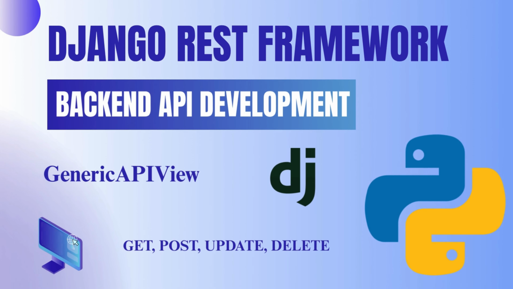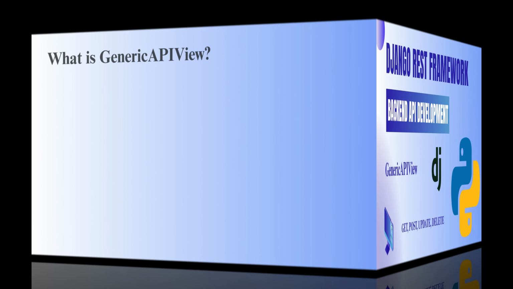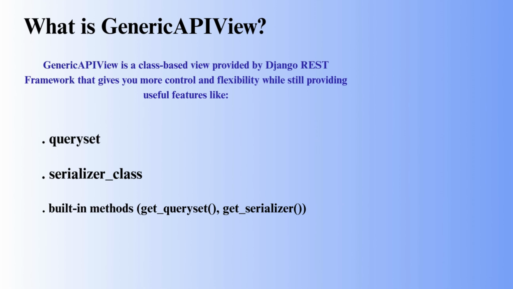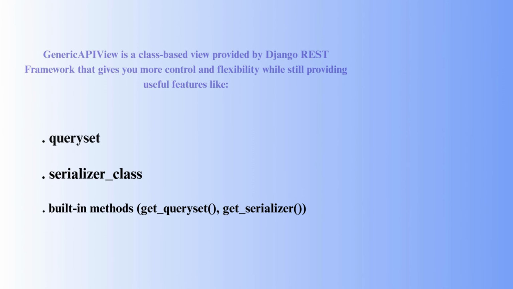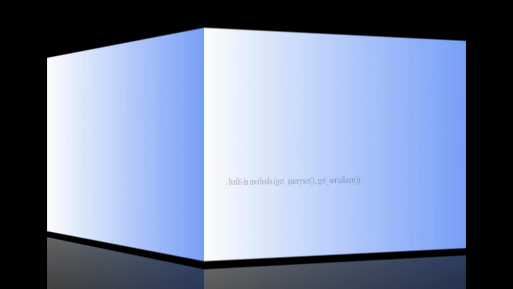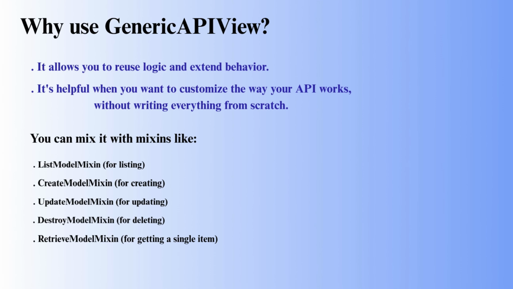In this video, we will implement a REST API using GenericAPIView. What is GenericAPIView? GenericAPIView is a class-based view provided by Django REST Framework that gives you more control and flexibility while still providing useful features like queryset, serializer_class, and built-in methods like get_queryset and get_serializer. It's a base class for other generic views like ListAPIView, CreateAPIView, etc.